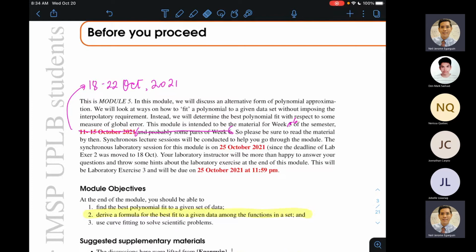And then we have lab exer 2 here, which will be due on the 25th. So in-adjust ko na siya ng isang week.